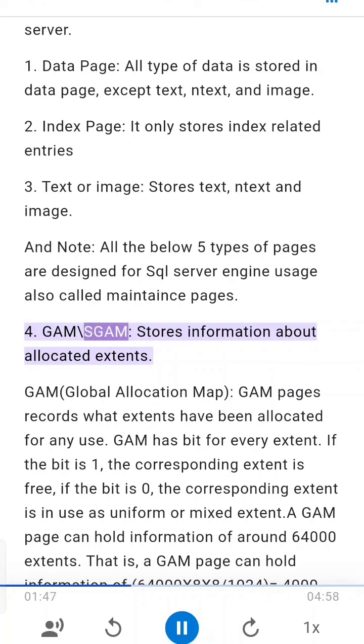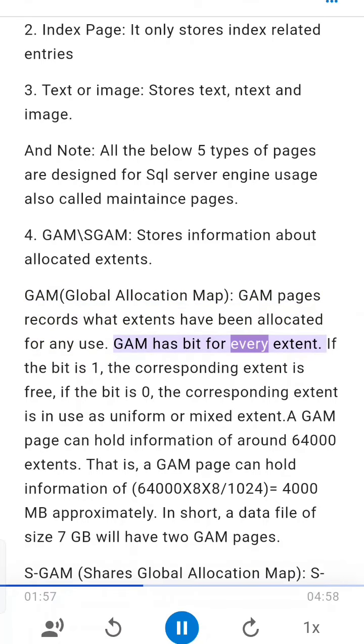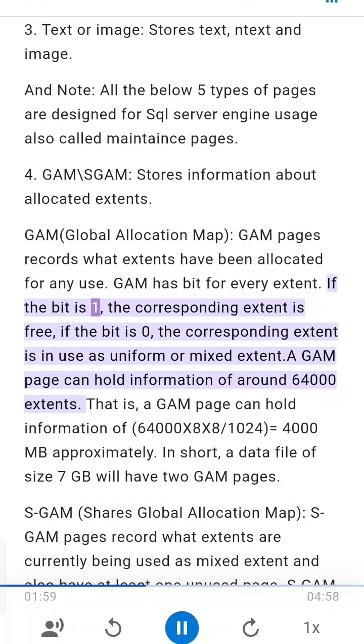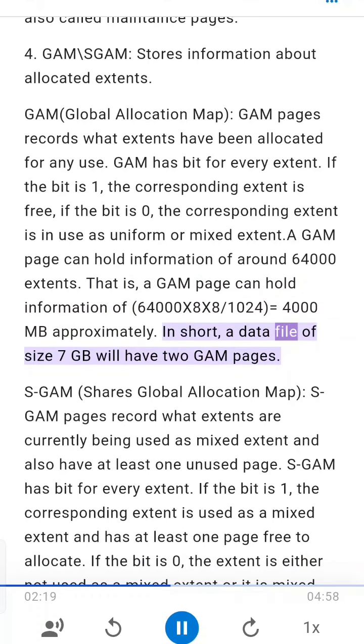4. GAM stores information about allocated extents. GAM pages record what extents have been allocated for any use. GAM has a bit for every extent. If the bit is 1, the corresponding extent is free. If the bit is 0, the corresponding extent is in use as a uniform or mixed extent. A GAM page can hold information of around 64,000 extents. That is, a GAM page can hold information of approximately 4,000 megabytes. In short, a data file of size 7 gigabytes will have 2 GAM pages.